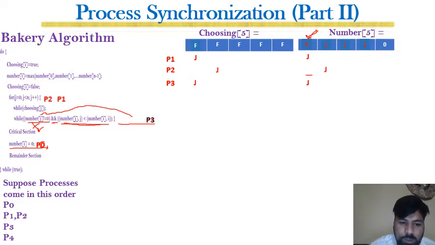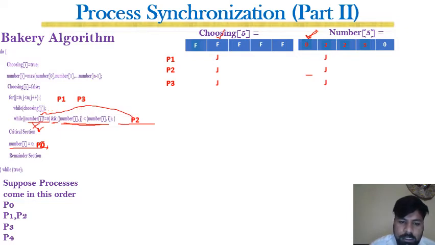Similarly, p3 also noticed that, and it also moves one step ahead. Now p2 proceeds and checks whether choosing at j is true, but choosing at j is not true. You can see here that choosing at j is not true, so it will not wait there and will move one step ahead. And you can see that p1 and p3 have also moved their indices one step ahead.